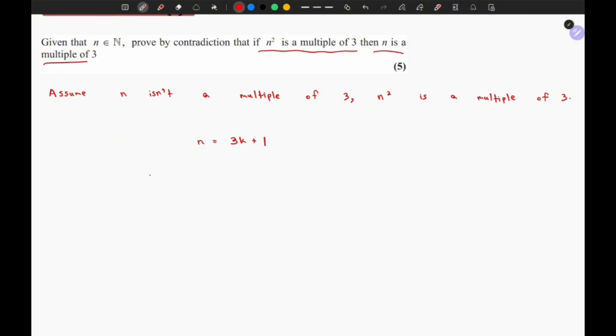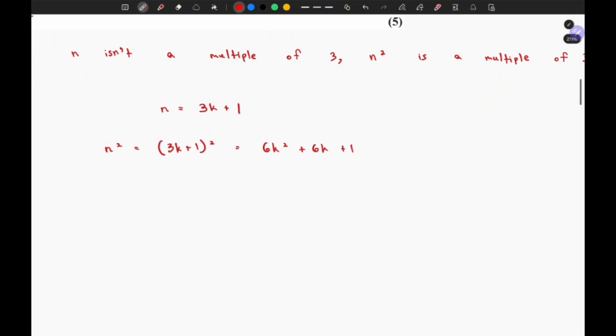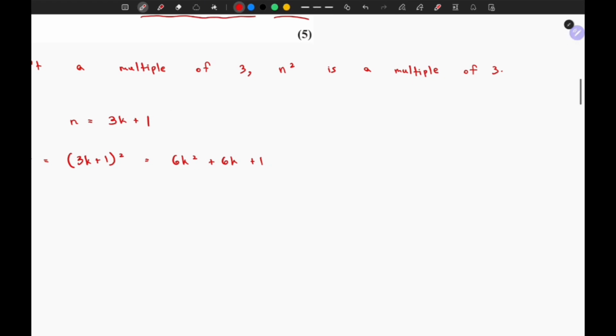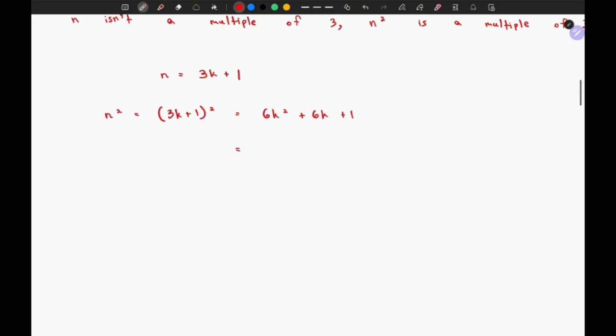So now let's find out the value of n squared. We can write n squared as (3k plus 1) whole squared. So this is equal to 9k squared plus 6k plus 1. Now, since we're proving that n squared is a multiple of 3, we need to take 3 common. But we can take 3 common from these two expressions only. So it's 3 times (3k squared plus 2k) plus 1.